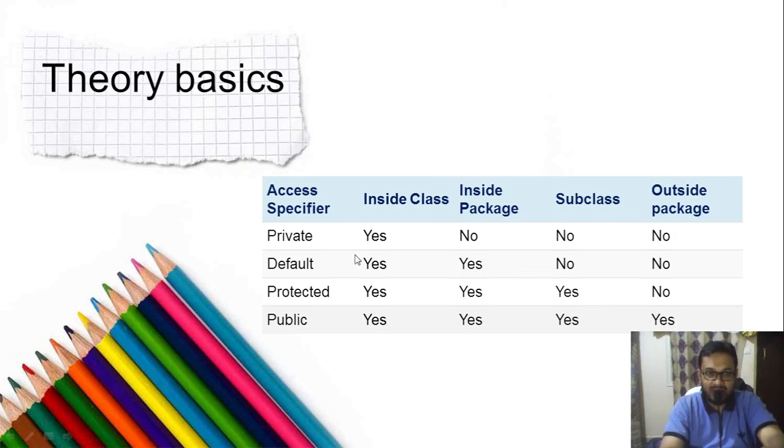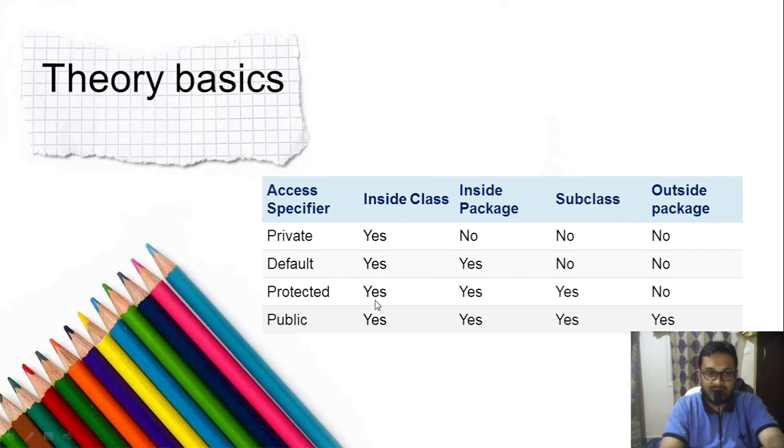Default is the one you get by default. Till now, if you have not dealt with private, protected, or public, then you have dealt with default, because the compiler provides the default access modifier by default. So here you have access inside the class and inside the package, but the subclass outside the package cannot access that.